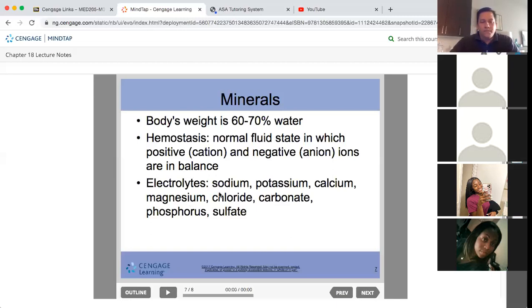The other minerals, I'm going to let you read about them: phosphorus, iron, iodine, copper, zinc.